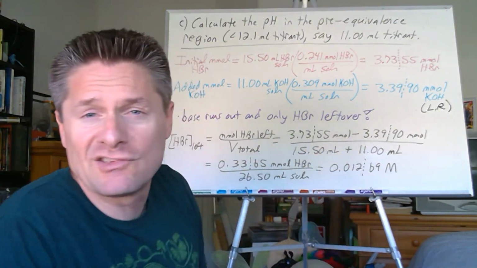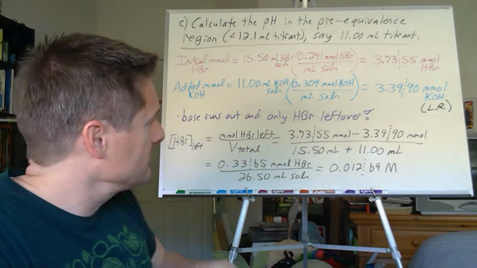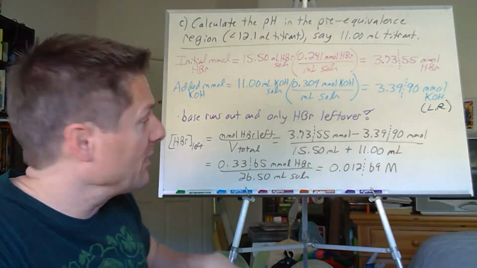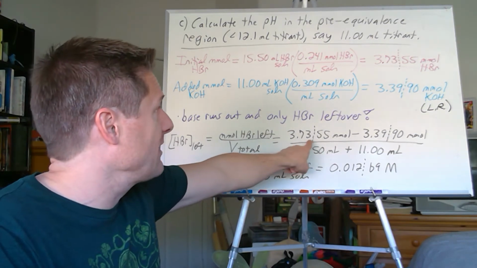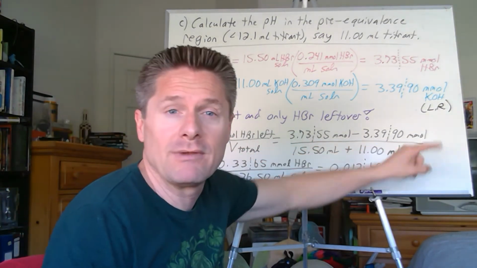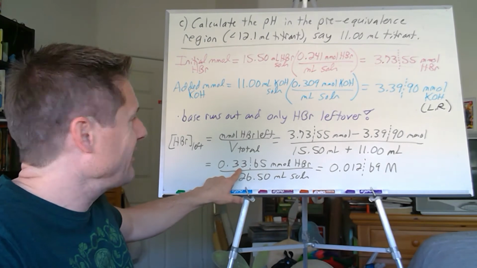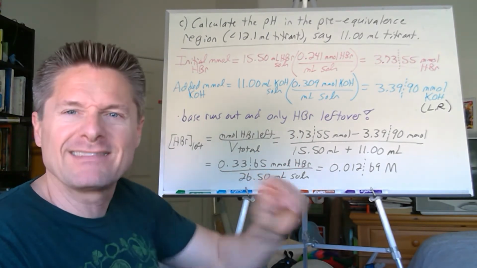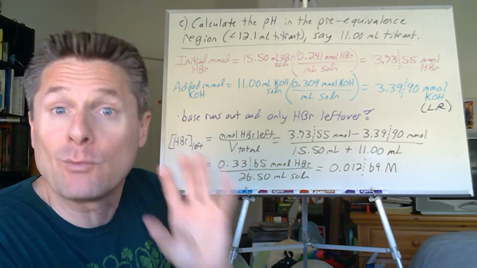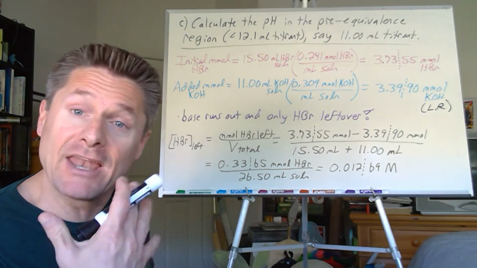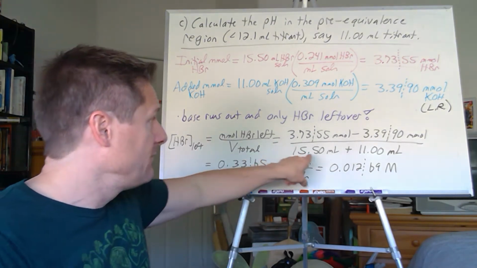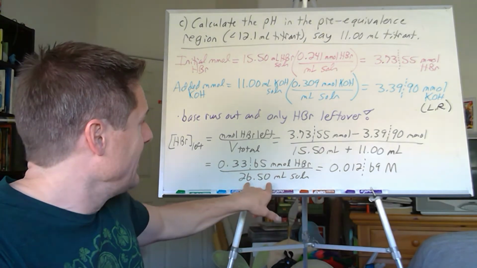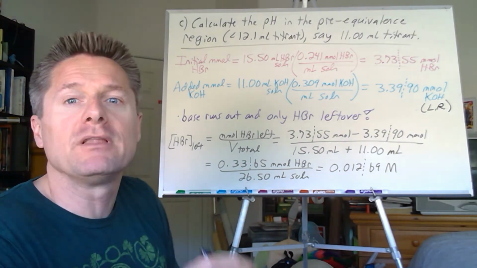Since these are additions and subtractions, we're limited by fewest decimal places. Really the largest absolute uncertainty, but we can go by fewest decimals because they all have decimal places. So if we take the top, 3.7355 millimoles minus 3.3990 millimoles, we get 0.3365, good to 2 decimal places, millimoles of HBr. That's the millimoles of HBr acid we have left over after neutralization by the added base when we're titrating. 15.50 milliliters plus 11.00 milliliters, both good to 2 decimal places, gives us 26.50 milliliters total.